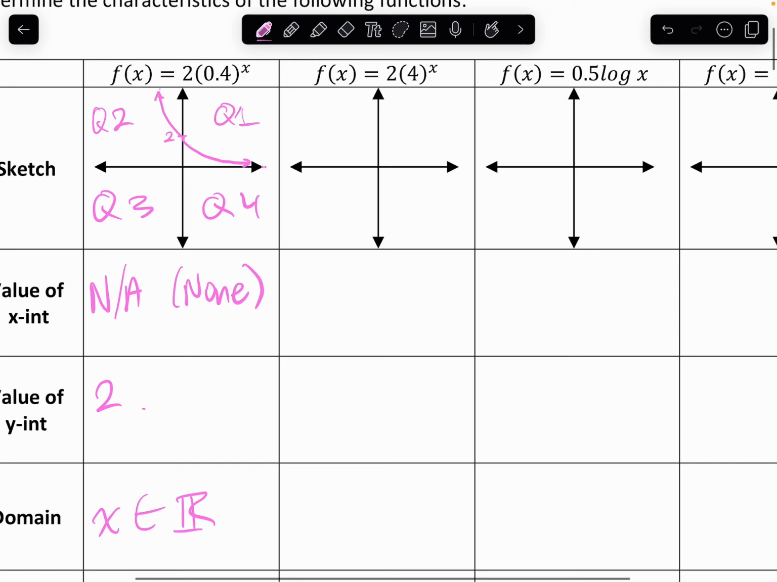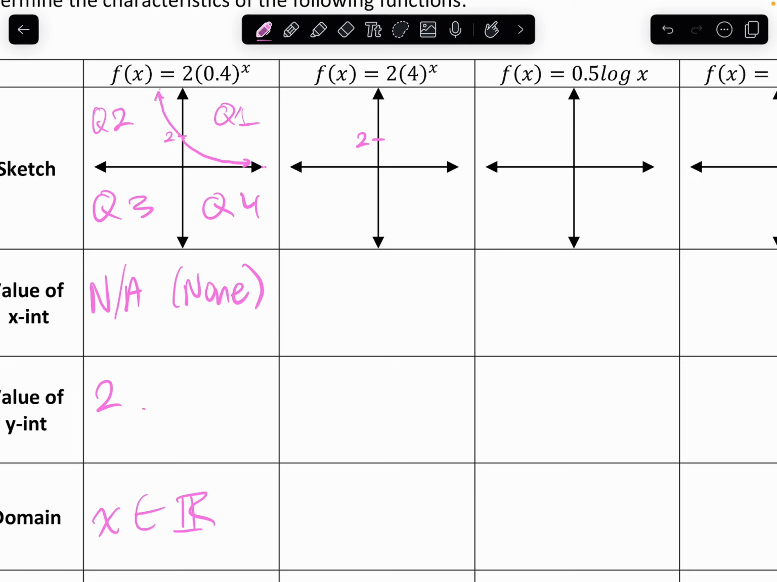So let x equal 0. Good starting point. 2 times 4 to the power of 0 equals 2 times 1 equals 2. So it's going to intercept at 2. And then if we make it a really small number, it's going to be 2 times 4.